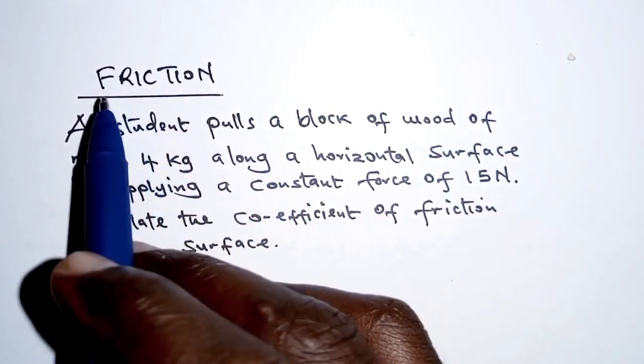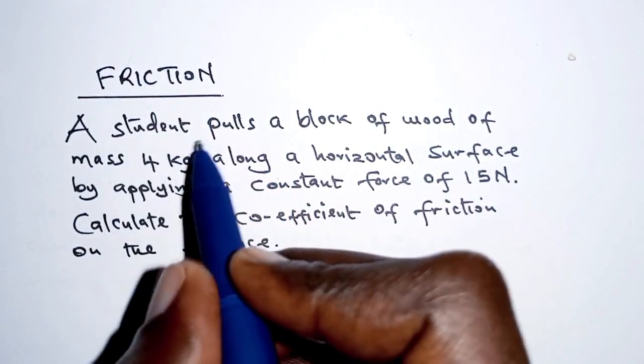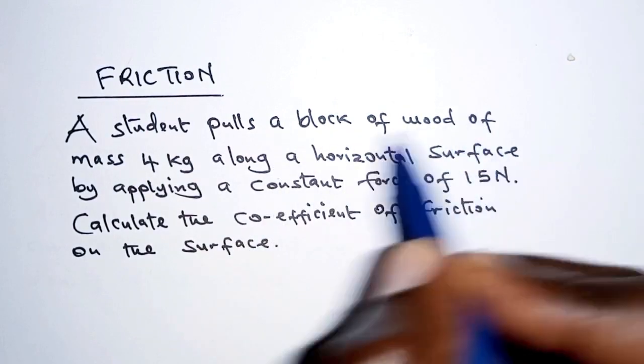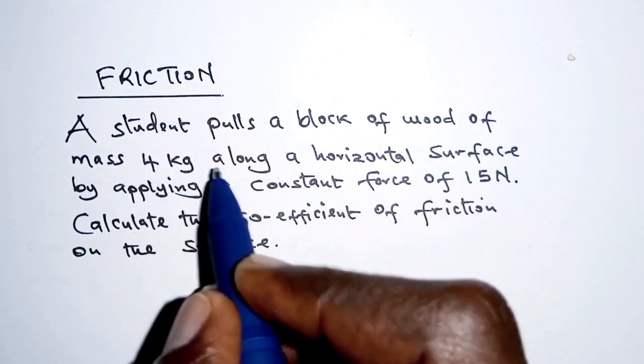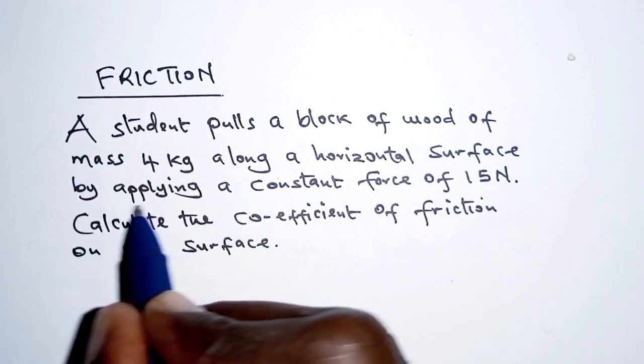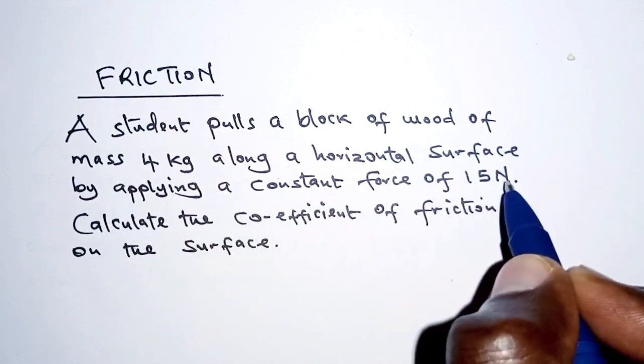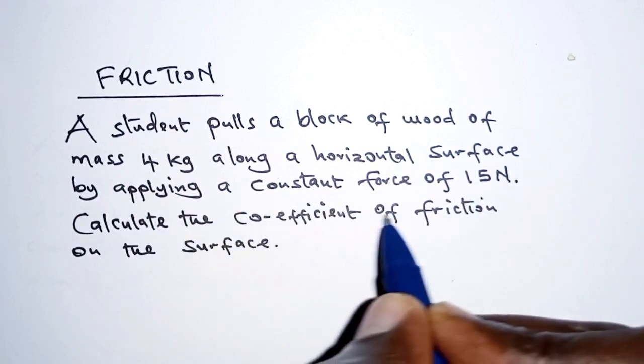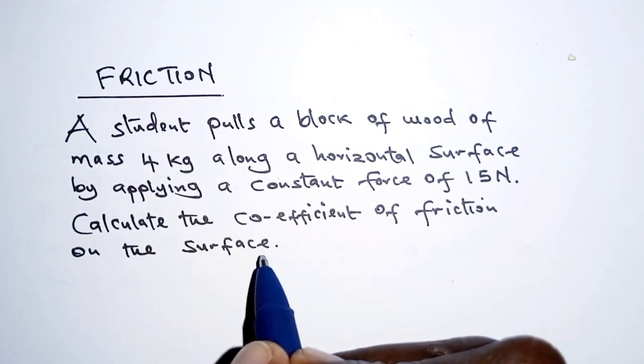Everyone. Today's question is about friction. A student pulls a block of wood of mass 4 kilograms along a horizontal surface by applying a constant force of 15 newtons. Calculate the coefficient of friction on the surface.